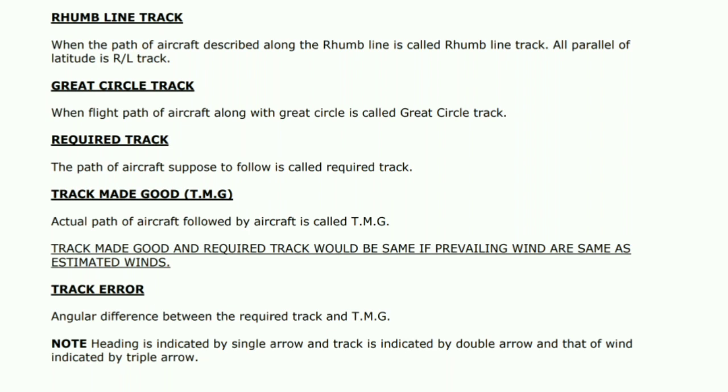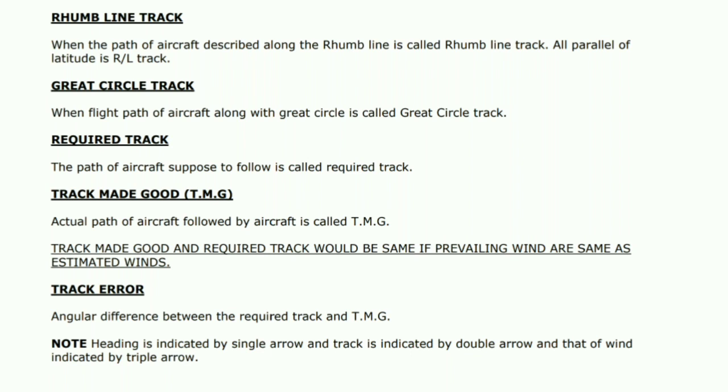So there are many types of track. We already discussed rhumb line and great circle. If you don't know, kindly visit my previous video. When the path of the aircraft is described along the rhumb line, that is called rhumb line track. For example, all parallels of latitude are rhumb line tracks. And when the flight path of the aircraft is along the great circle, it is called great circle track.